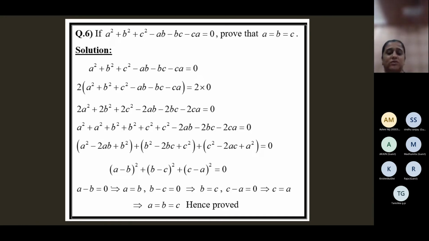Otherwise, you cannot get 0. See, we are getting an equation like this: (a minus b) the whole square plus (b minus c) the whole square plus (c minus a) the whole square is equal to 0. The answer is 0. How is that possible? As I told you, when you square it, the answer cannot be negative. It will be positive or it can be 0.